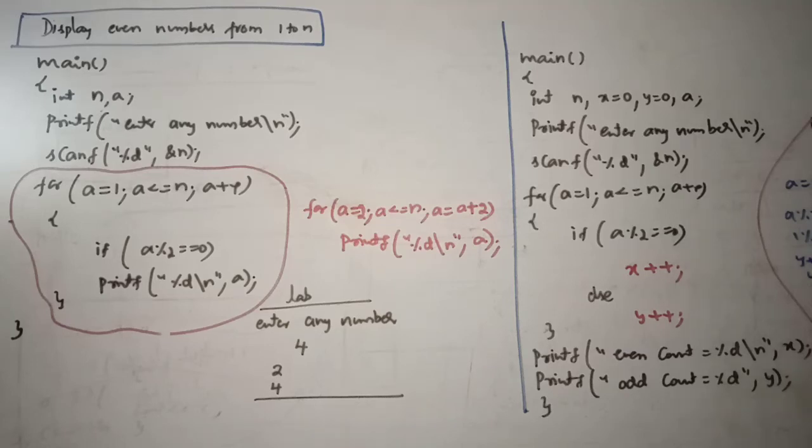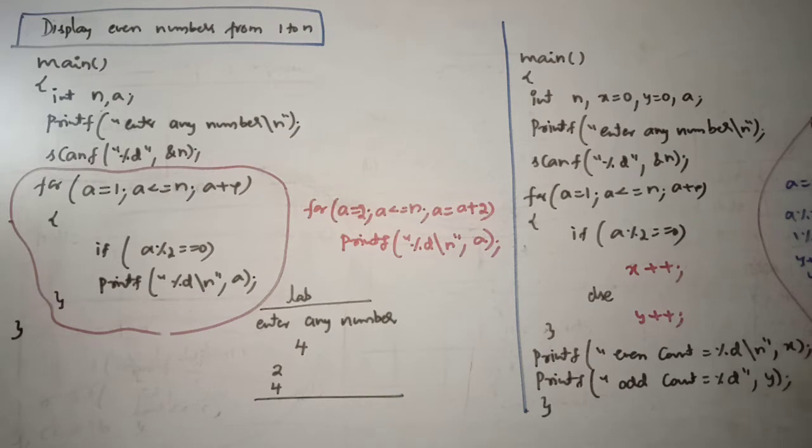So look at this program: display even numbers from 1 to n. Look at the lab part. Enter any number. If your input is 4, you are supposed to get 2 and 4. If your input is 6, you are supposed to get 2, 4 and 6.